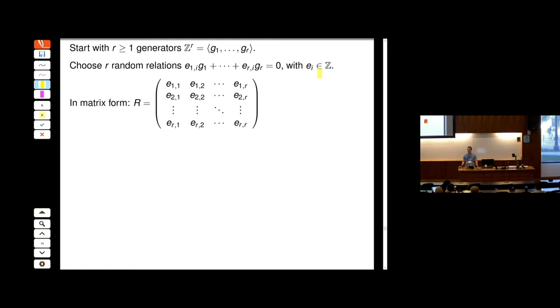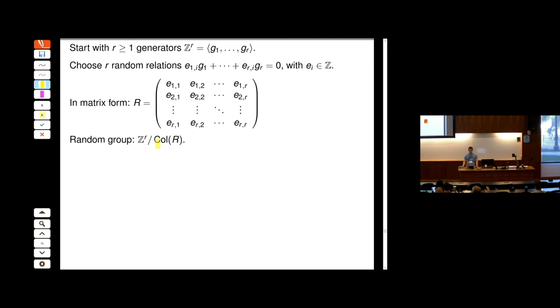So what is my group going to be? It's going to be Z^R modulo these relations. If you think about this as a vector space, or not a vector space, a module, modulo these relations, the submodule generated by these relations, okay?